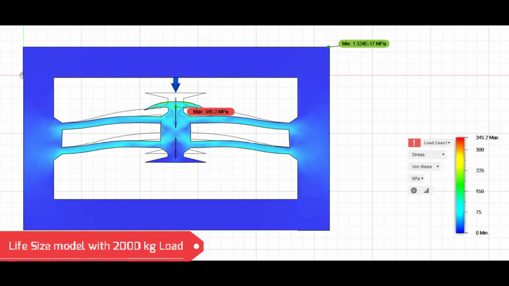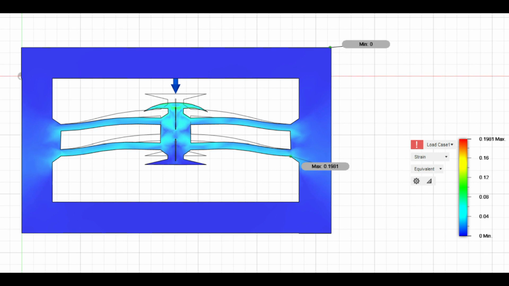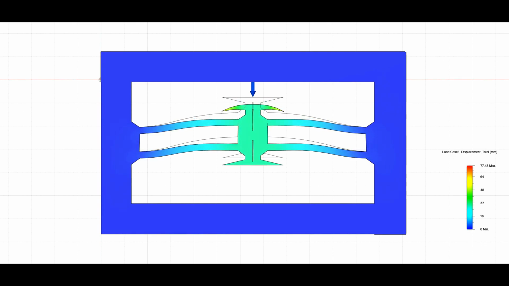On scaling this model to a realistic 14 times the size for real-life applications on a single lane, we obtained an acceptable 77.43 mm of displacement to deploy the speed breaker under a load of 2000 kilos, while having the part still made out of ABS plastic.